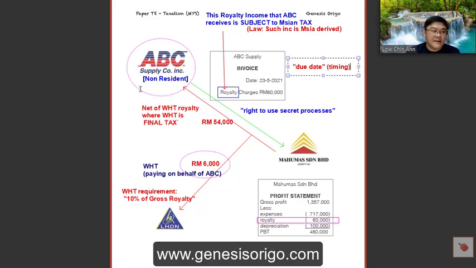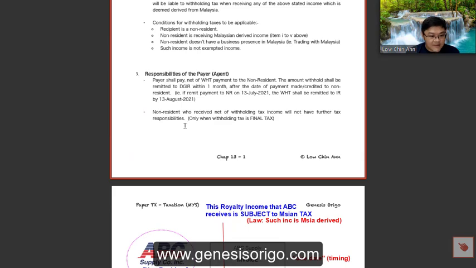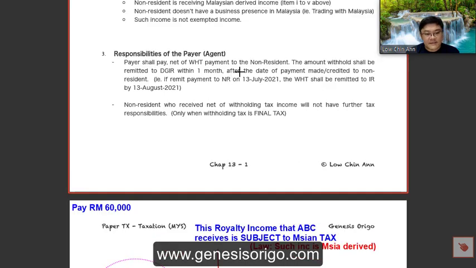The law tells us that the responsibility is this: you shall pay the net of withholding tax payment to the non-resident, and the amount that you withheld, you have to give to the Director General of Inland Revenue within 1 month after the date. I just want to highlight the words within 1 month after the date the payment has been made or credited to the non-resident.